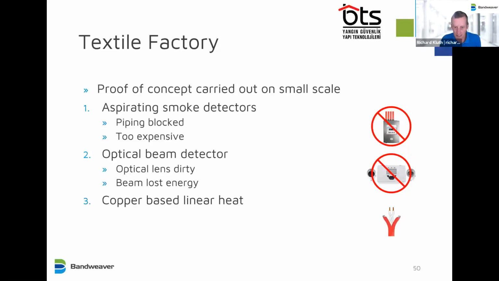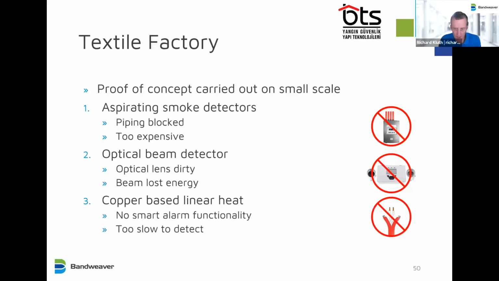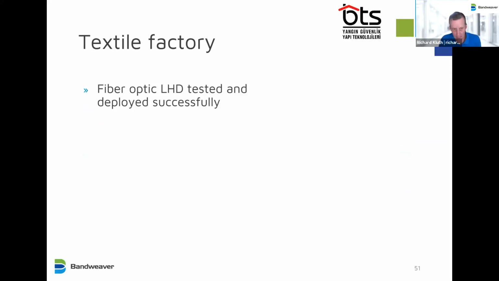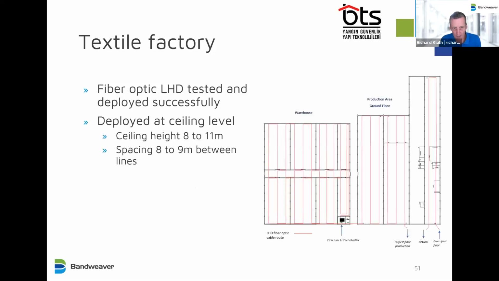The copper-based linear heat, because it didn't have the smart alarm functionality, detected at much higher temperatures, and they wanted faster, earlier detection than was possible with the copper-based linear heat. So the fiber optic linear heat detection was deployed successfully.